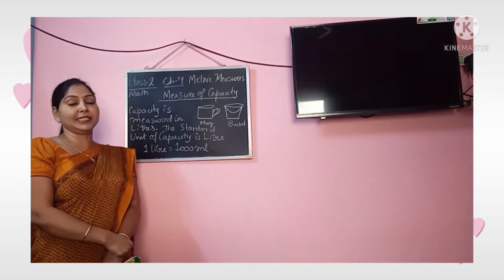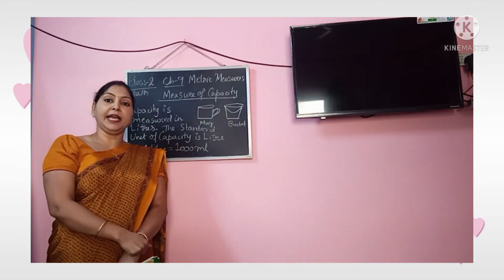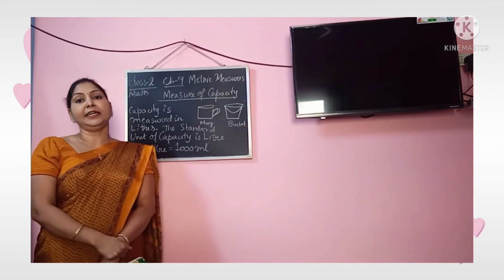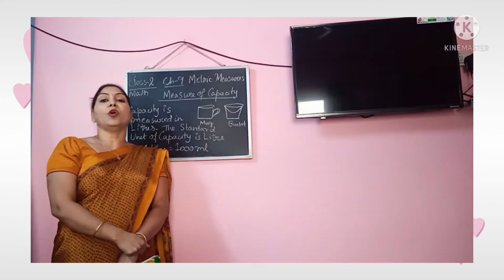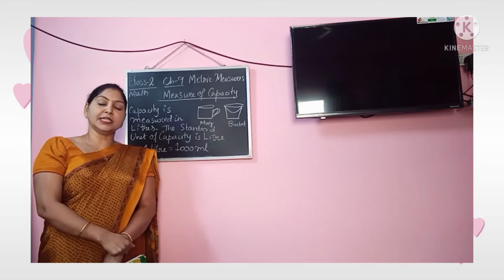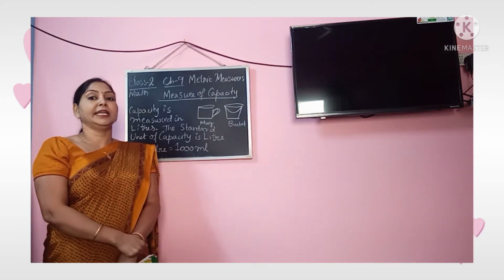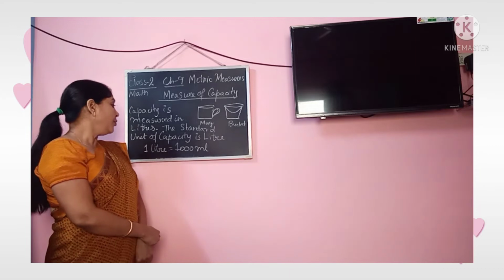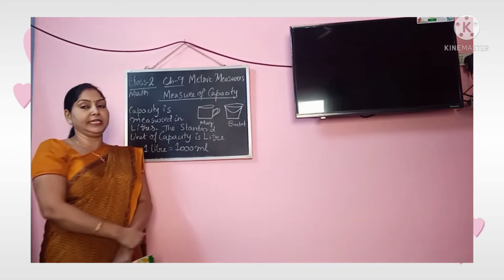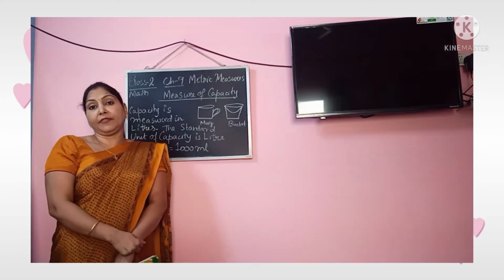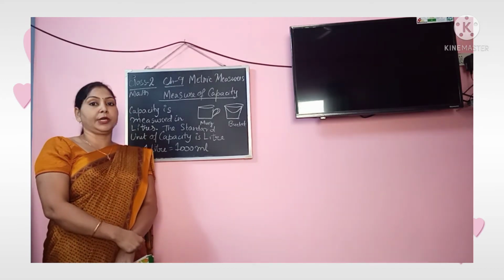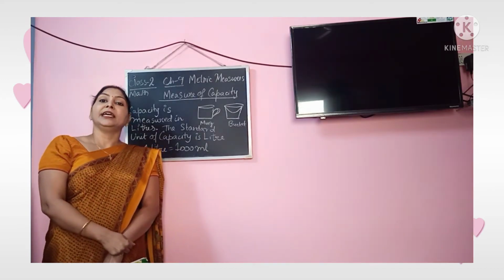Now we know that capacity is measured in liters, L-I-T-R-E-S. So from here we understand the standard unit of measuring capacity is the liter. What is the standard unit of measuring capacity? It is the liter. Now we know that 1 liter is equal to 1000 milliliters. When we have to measure a small quantity of liquid, then we measure in milliliters.